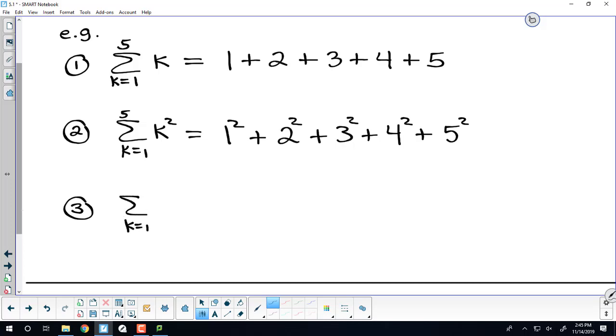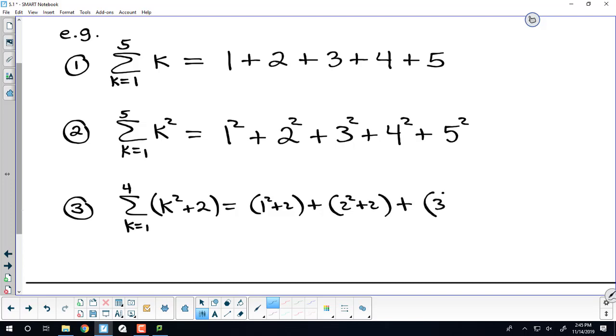It's sum from k equals 1 to 4 of k squared plus 2. For instance, we would have 1 squared plus 2 when k is 1. Then k is 2, so that's plus 2 squared plus 2. And k is 3, it's 3 squared plus 2. And then k is 4, so it's 4 squared plus 2.